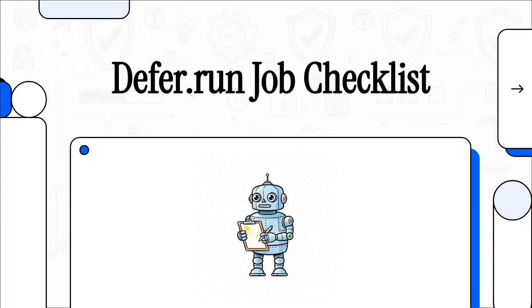Welcome to today's Explainer. We're breaking down an absolutely essential guide for automation and DevOps teams. We're going to build a comprehensive production checklist for calling CaptchaAI from a Defer.run job. The goal here is simple. We want to transition your workflow from a fragile, happy path demo into a bulletproof, enterprise-grade automated solver, one that's reliable, easy to observe, and simple for the next developer to maintain.